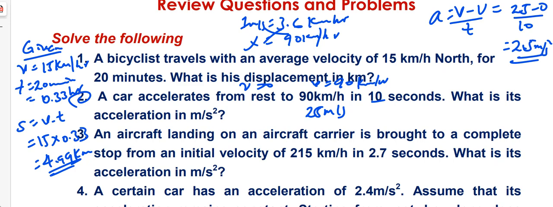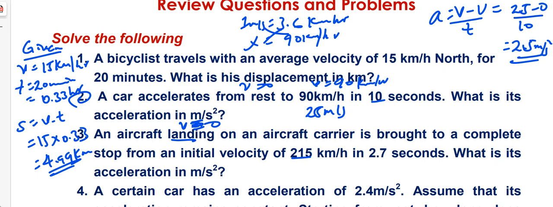Question number 3: an aircraft landing. An aircraft landing means there was an initial velocity and it comes to rest, which means the final velocity will be 0 in this case. The final velocity is equal to 0 and the initial velocity is 215 kilometer per hour.